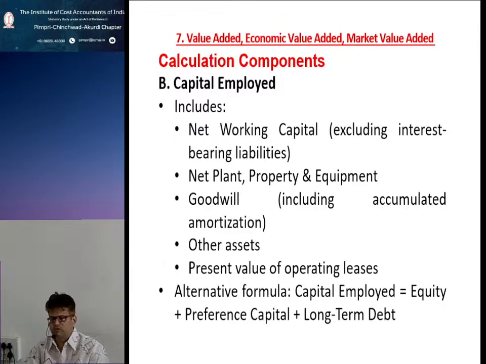Capital employed includes net working capital excluding interest-bearing liabilities, net plant, property and equipment, goodwill including accumulated amortization, other assets, and the present value of operating leases. The alternative formula is that capital employed is equal to equity plus preference capital plus long-term debt.